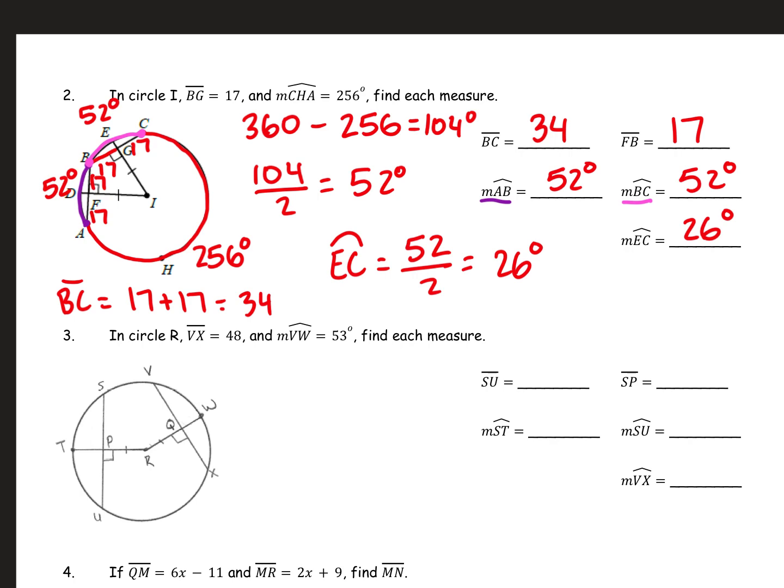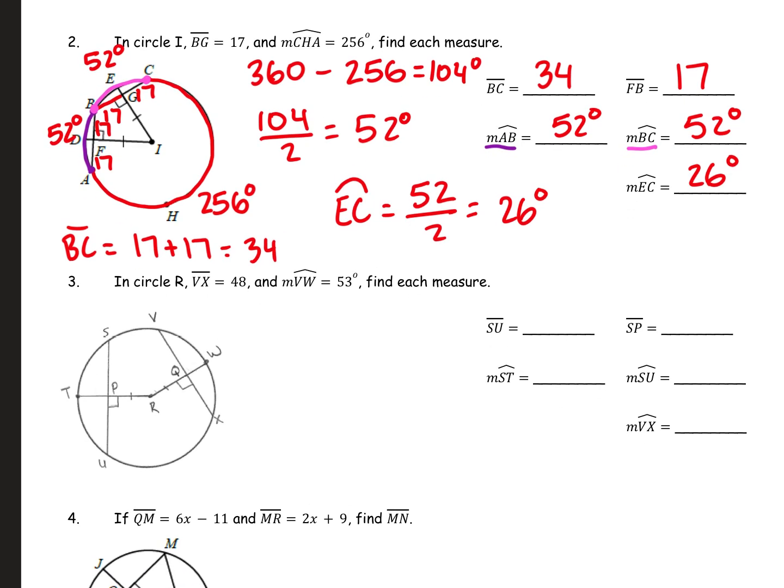Some problems, like number 3, won't require as much work. Yes, I am going to go on to number 3 because it's another example a lot like this, except we don't have to do as much math. We don't have to do the 360 minus. In circle R, VX, the segment, is 48. VX is this line right here. It's that line segment. That's 48. And the measure of arc VW is 53. Arc VW is that arc right there.